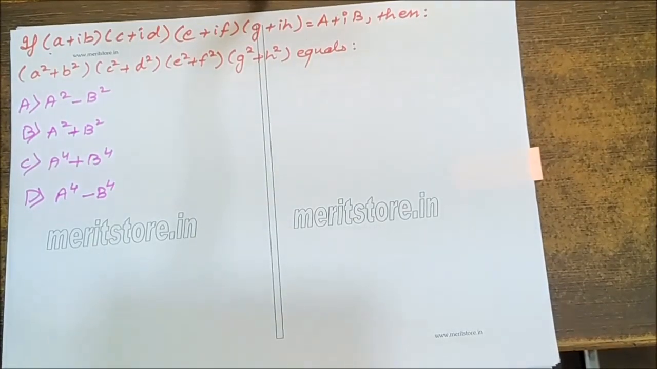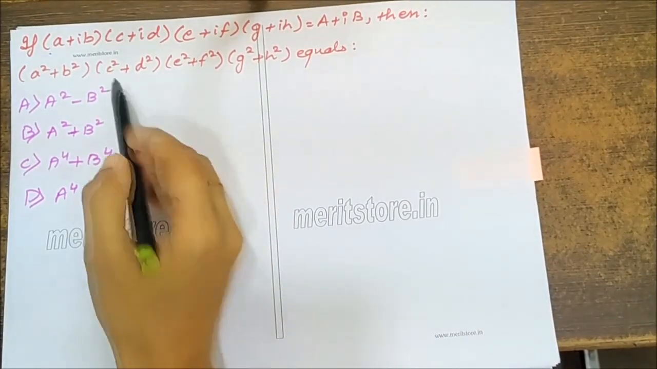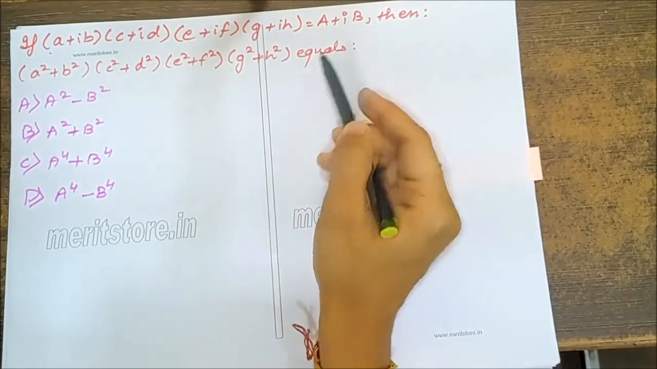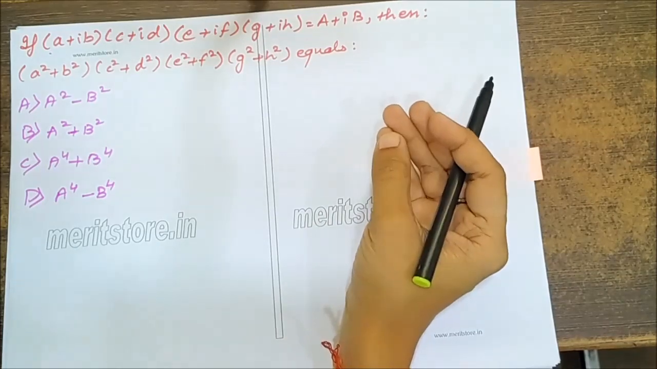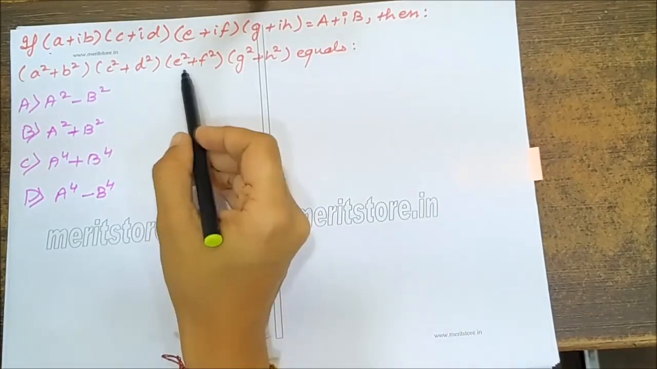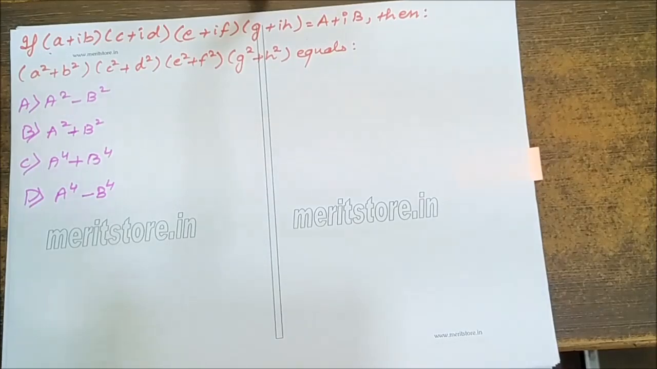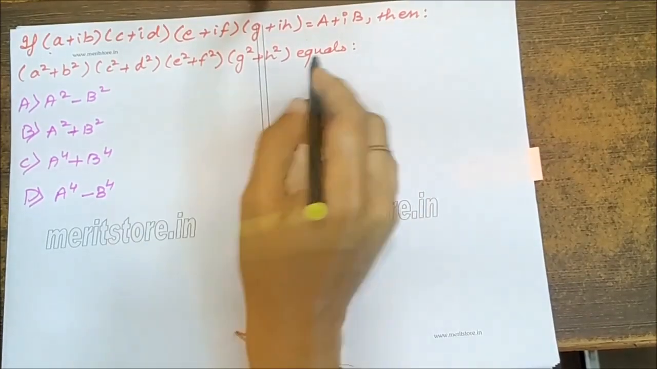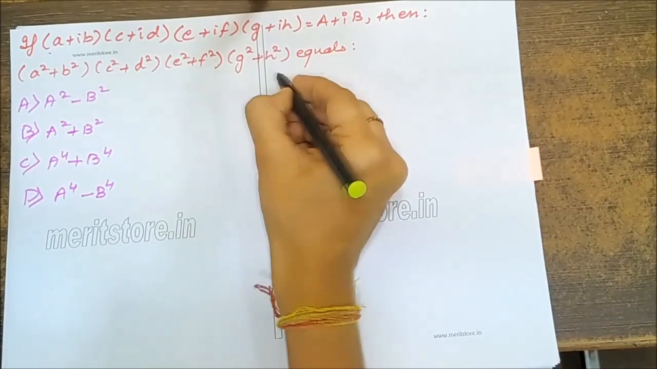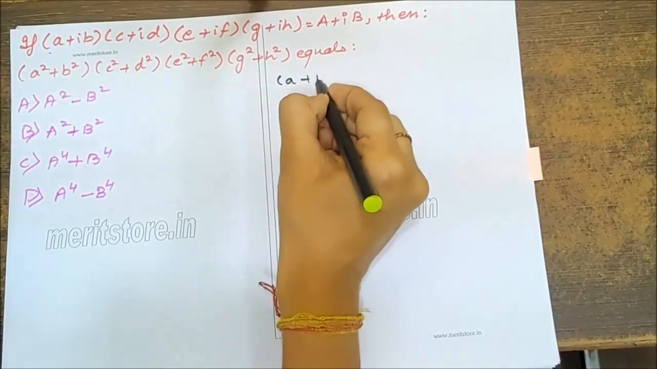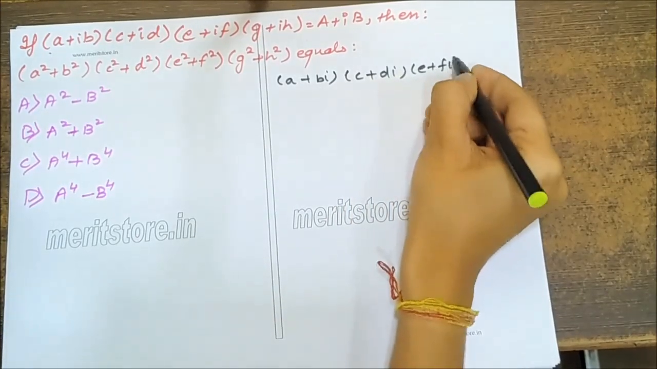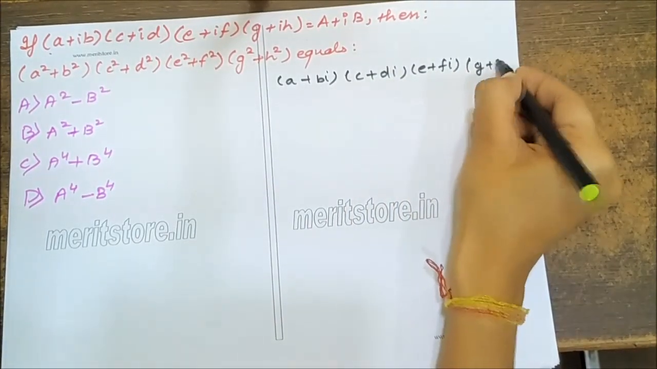If (a plus bi)(c plus di)(e plus fi)(g plus hi) is equal to A plus Bi, then (a square plus b square)(c square plus d square)(e square plus f square)(g square plus h square) will be equal to A square plus B square. How? So here you will start with your equation (a plus bi)(c plus di)(e plus fi)(g plus hi) is equal to A plus Bi.